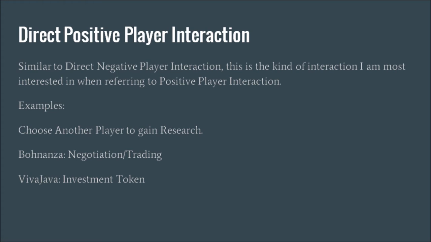So let's do direct positive player interaction, because again, direct and indirect are kind of flip sides of the same coin. Direct interaction is the kind of interaction I am most interested in.